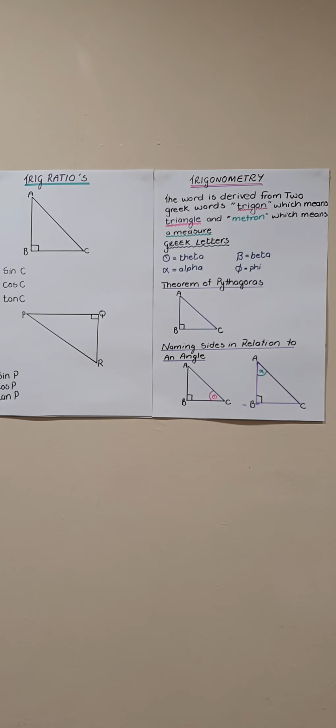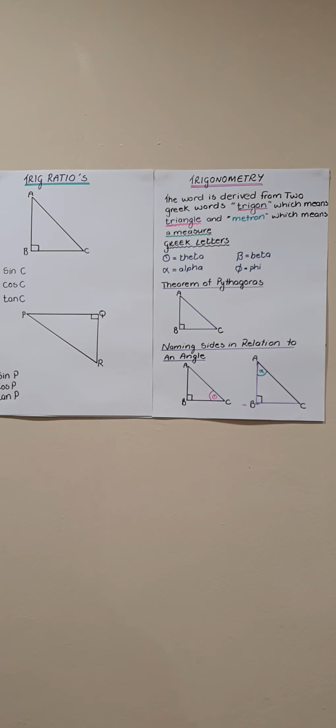Good morning, grade 10s. This morning we're going to start with trigonometry. Now, trigonometry is derived from two Greek words, trigon, which means triangle, and metron, which means measure. So basically, we can say that trigonometry is the measure of triangles.